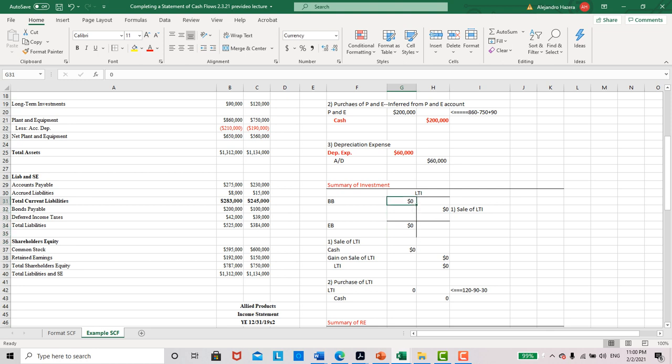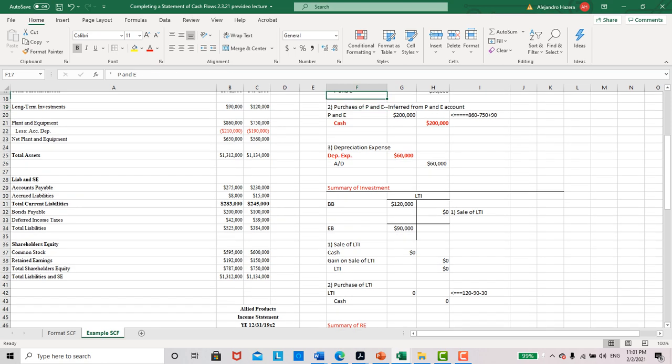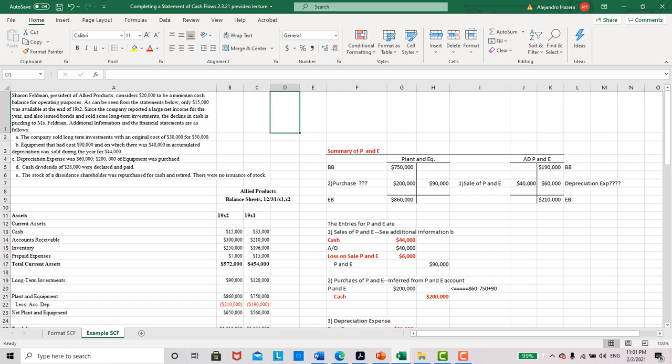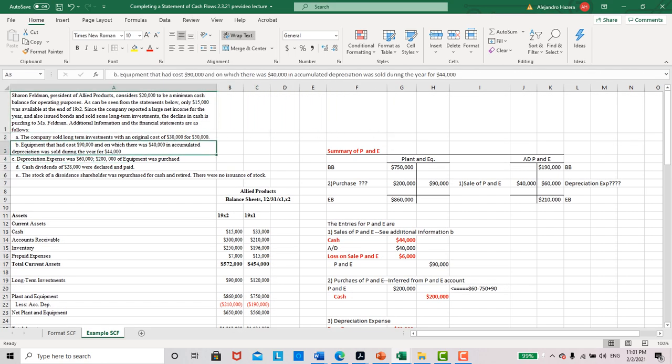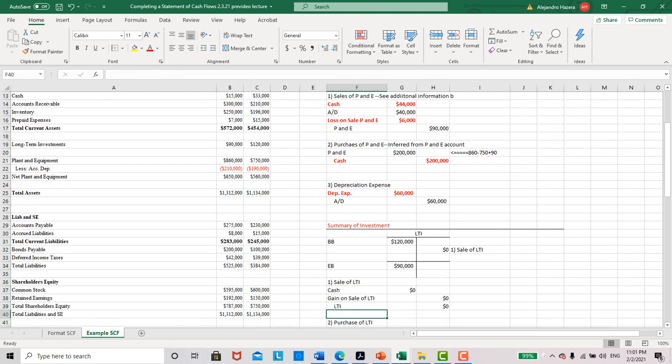Same logic. So I'm going to start with the long-term investment account. It's this account right here, near the top. Your beginning balance is 120. Your ending balance was 90. And then, like the plant equipment, they'll always give you the sale entry. Notice that they gave you the sale entry in item B here for plant equipment, and they also gave you the sale entry for long-term investments. For assets, they usually give you the sale entry. Okay, they almost have to.